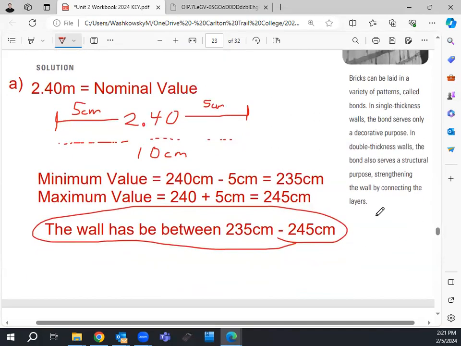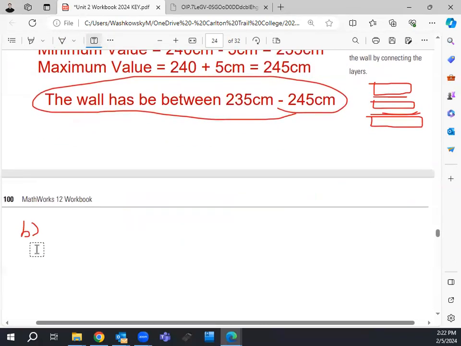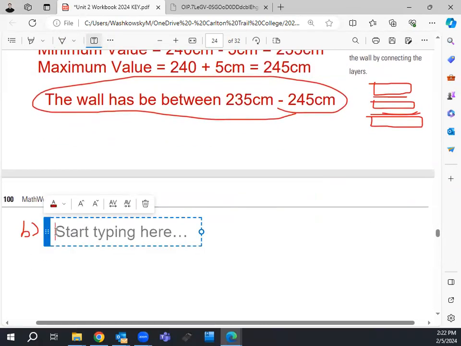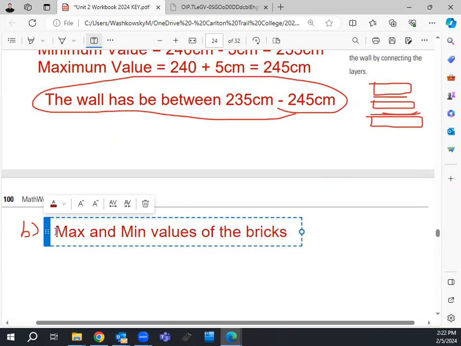So I'm just going to draw, again, they're looking, well, okay, how many bricks and mortar can you have until you get up to that 240 centimeters, right? That's what their goal is here. We're trying to figure that out. Now, you could go one by one, just like what I'm doing here, and try and figure that out, but that's going to take a while. Let's try and think of a mathy way to be able to do this. So what I'm going to do for question B is I'm going to find the max and min values of the bricks. Let's start with that.